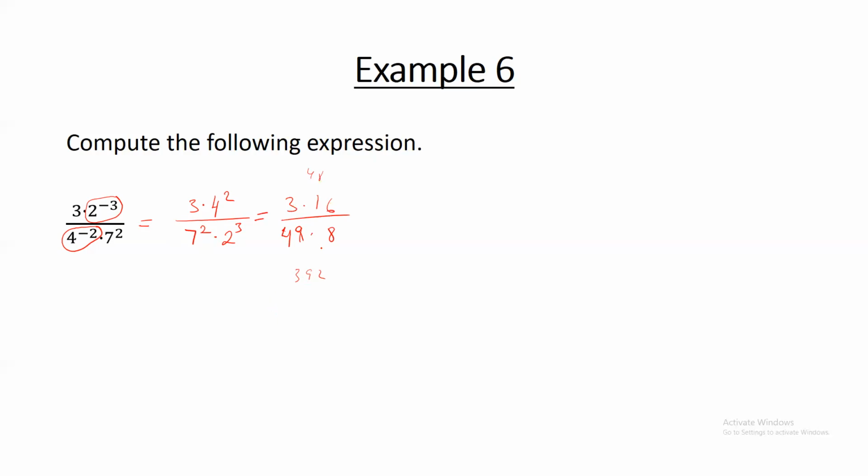That seems like a bit of a pain. It's much easier before you even do the multiplying to just say, oh, 16 and 8 can both be divided by 8, becoming a 2 and a 1. And now we're left with 3 times 2, which is 6, over 49 times 1, which is 49. It's an easier way to go.